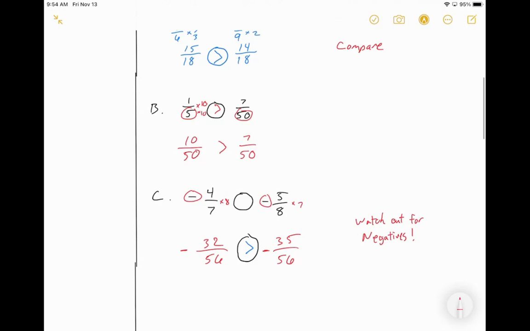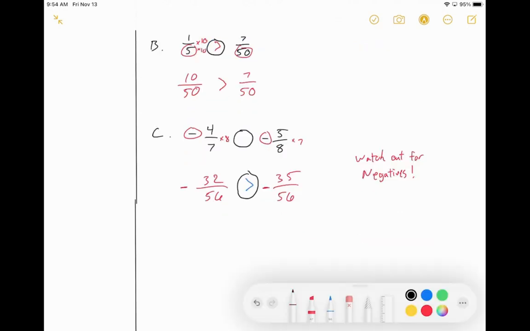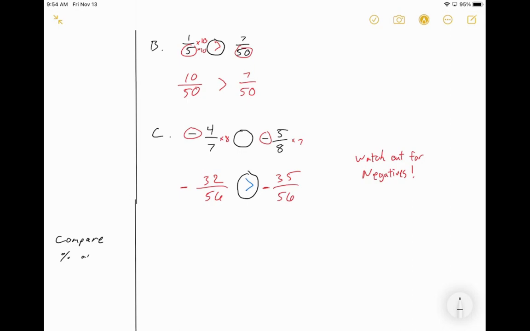Another part I'm trying to squeeze in is what if you have to compare percentages and fractions? What do you do when you have to compare percentages and fractions? So, for example, let's say that 37.5% of the students that we asked said they like bowling the best.